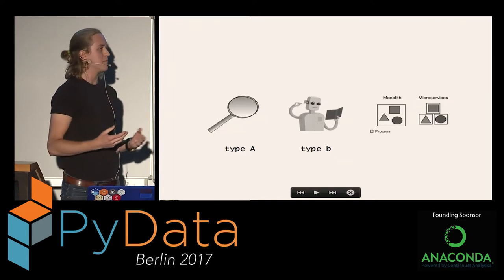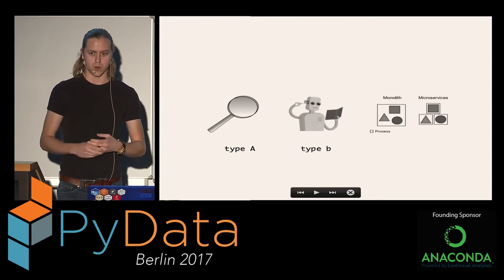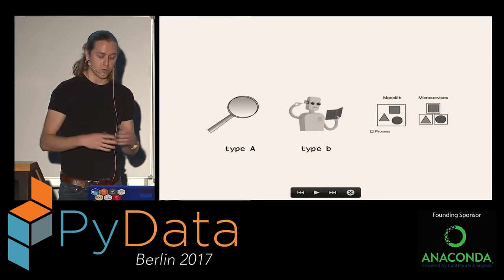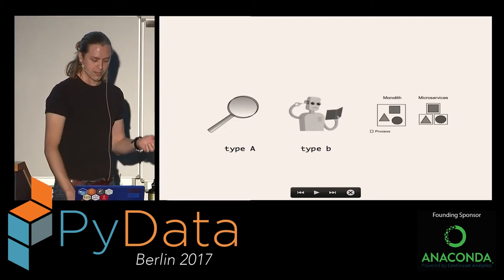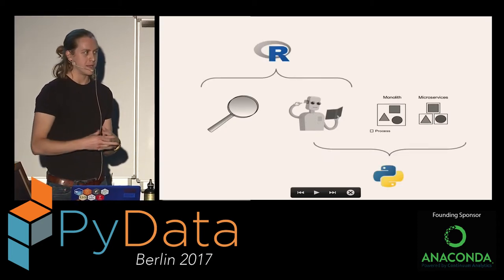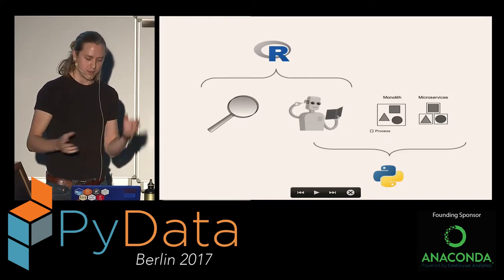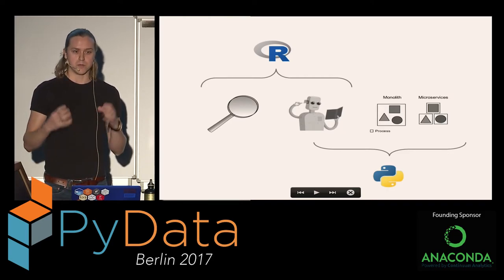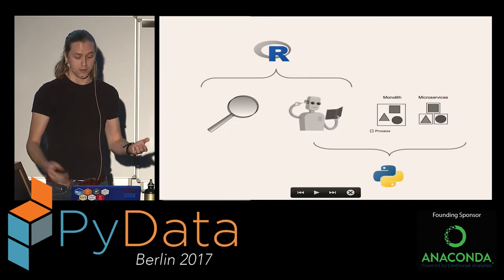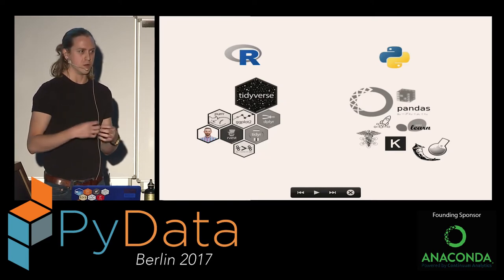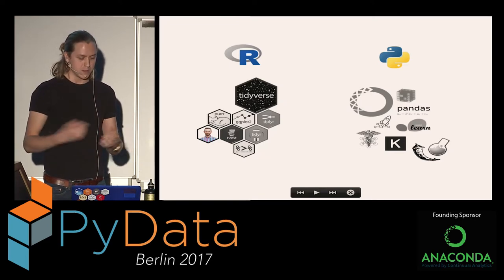And more recently, I'm building out microservices for Borrowwell to deliver real-time machine learning products back into our regular application flow. And so right now, my stack looks like this. I use R for my type A stuff, a little bit of the type B. But if I need to do building and real work, that's what Python is for. And so I don't necessarily see the two languages as substitutable.